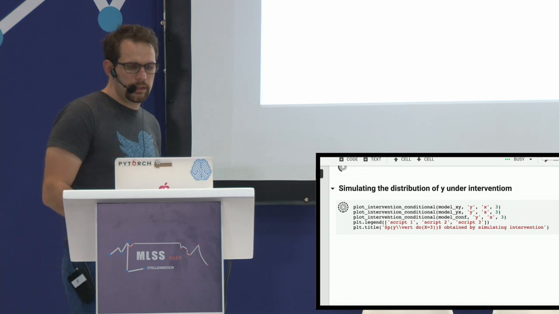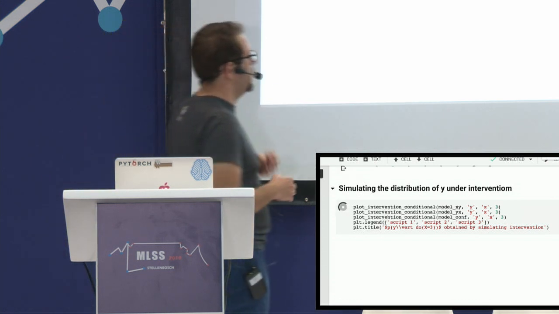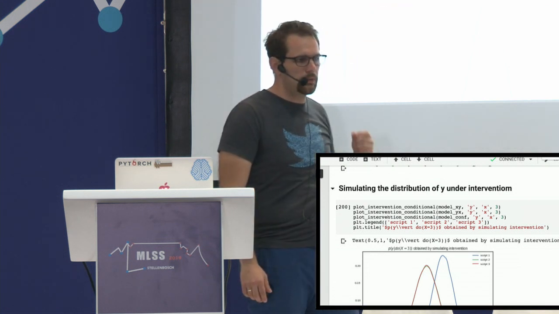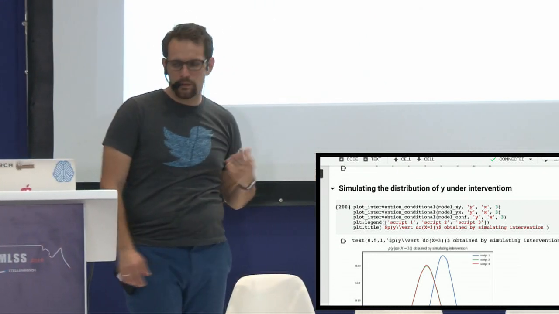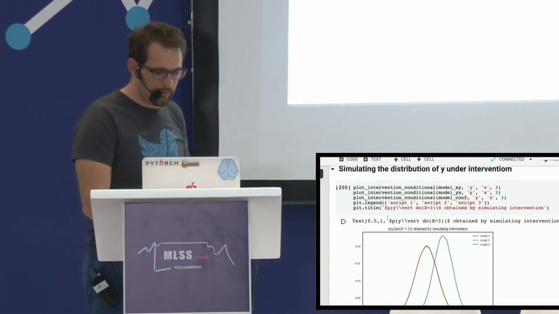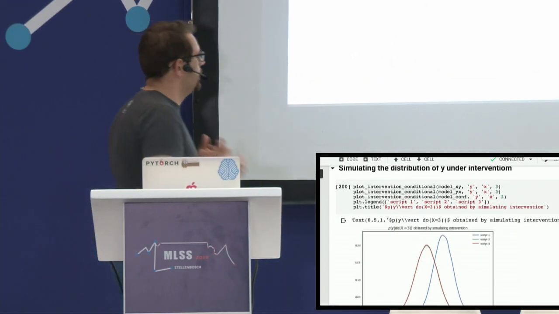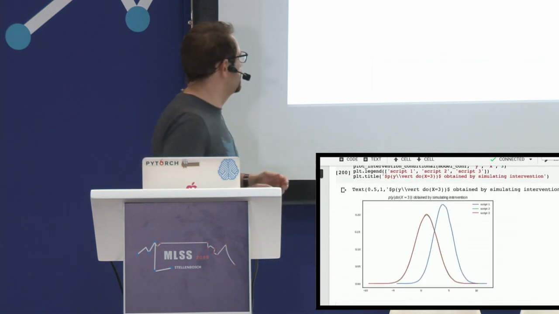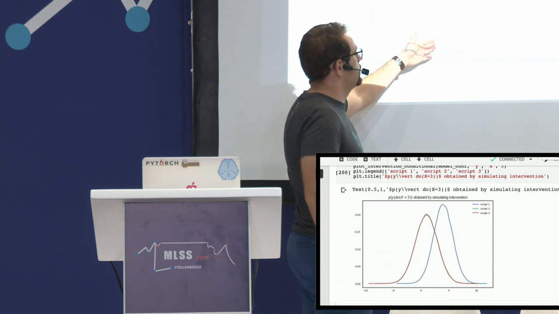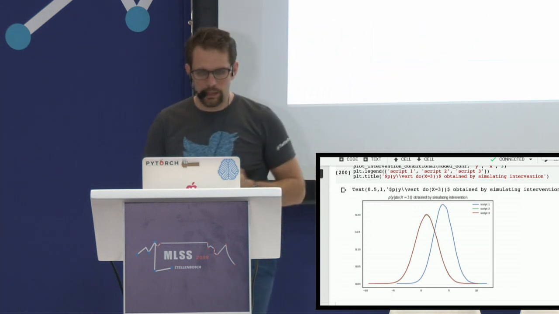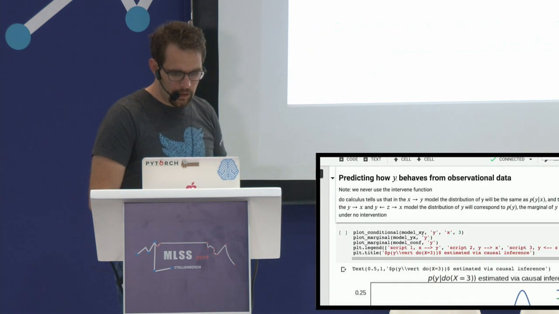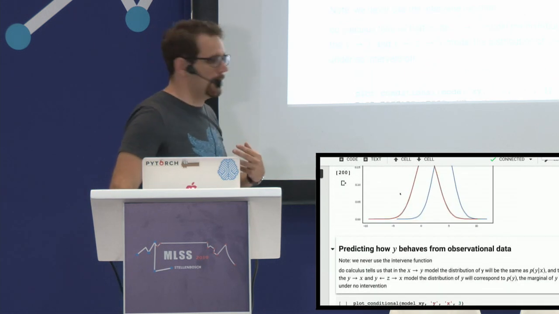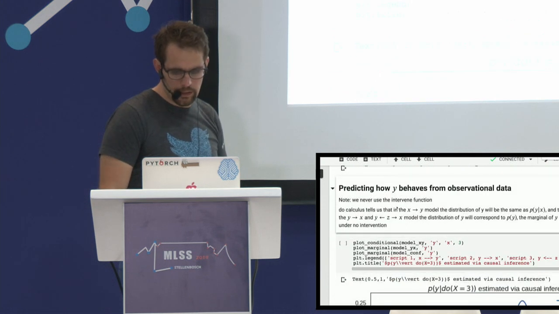here I actually simulate p of y given do x, which means that this plot intervention conditional is a function that used intervene inside. So this is like running the experiments, and I see that if I actually run the intervention and then I look at the conditional distribution of y given x, these models behave differently. The red and the green work the same way, but the blue works differently. But now I can come to the same conclusion without actually using the intervene function.